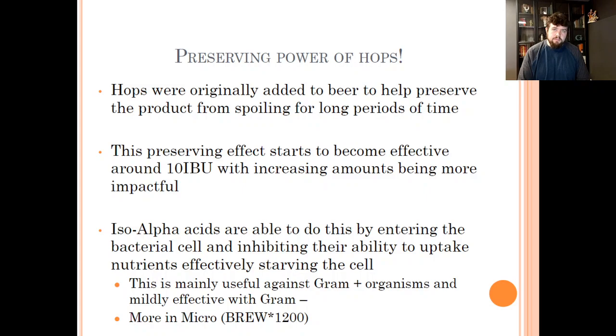Hops have an amazing preserving power to them. However, the preserving power is that isoalpha acid fraction. If we don't have isomerized alpha acids, we're not going to get preserving quality of the hops. Now, most organisms, we're talking things like E. coli, Staphylococcus, Enterobacter, things like that, things that are damaging to you, will die around 10 IBUs.